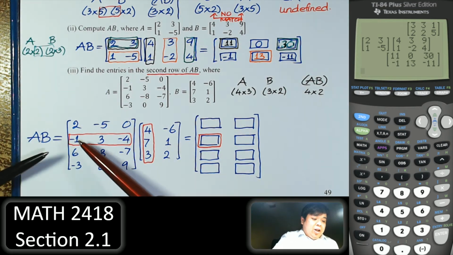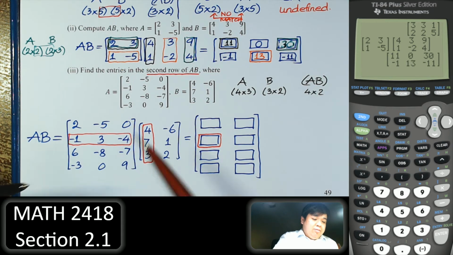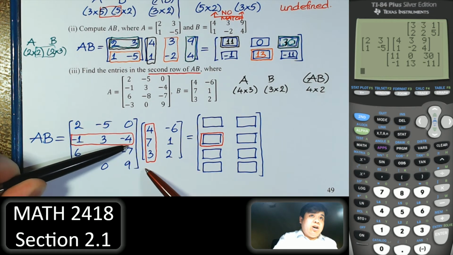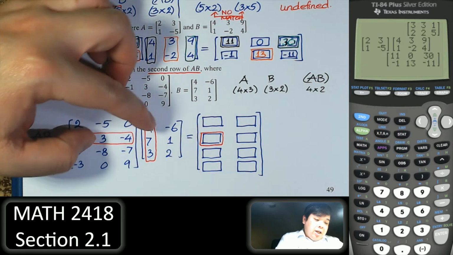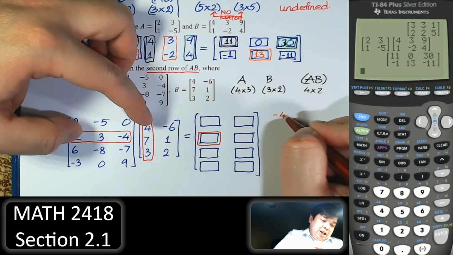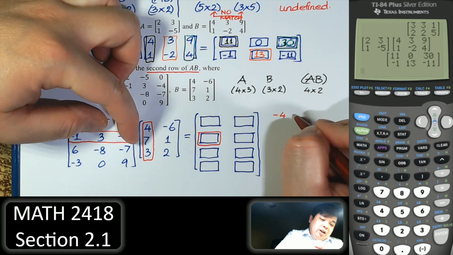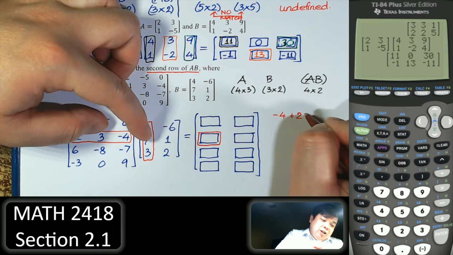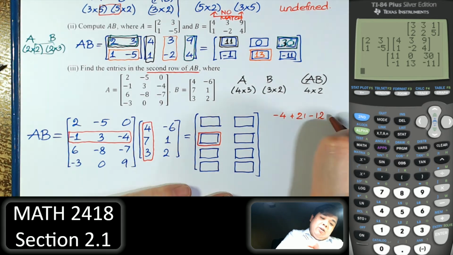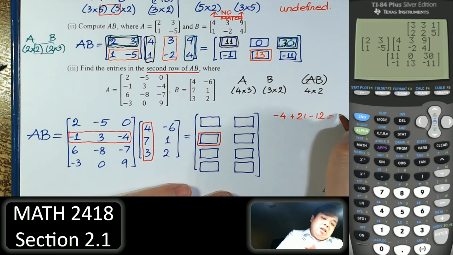So we have 3 entries in each box. The first with the first, second with the second, and the third with the third, and then we add all of them up. Just going to say -1 times 4, -4, plus 21 minus 12. Right, so 21 minus 16 is 5.